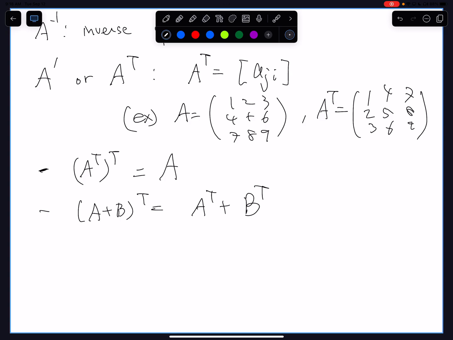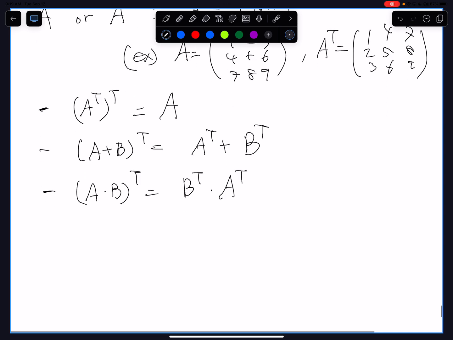So the transpose of the summation is the same as the summation of the transposes. This seems trivial, but you need to prove it. This next one is a little bit non-trivial, but it is true. So how do I know that?